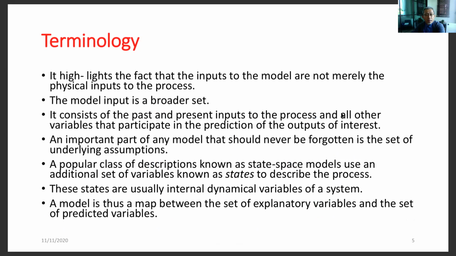So it highlights the fact that the inputs to the model are not merely the physical inputs to the process. The model input is a broader set, consisting of past and present. That is important, as the data collection will speak of the behavior of the process. And there are many representations, either a state space model or a transfer function. I mainly focus on the transfer function because the state space will be much harder.